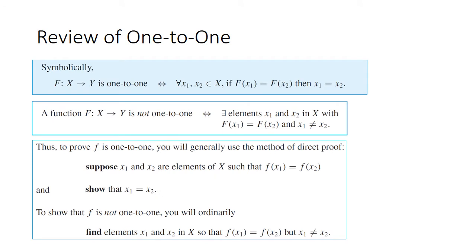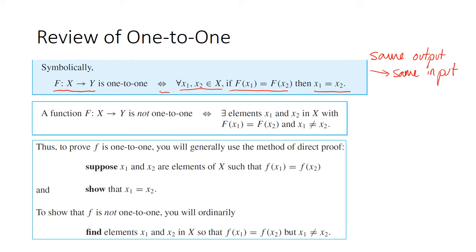Okay, so let's just review what one-to-one means. So we say that a function big F from big X to big Y is one-to-one if and only if for all little x1, little x2 in big X, if big F of little x1 equals big F of little x2, then little x1 equals little x2. So in other words, the same output means that you had the same input.